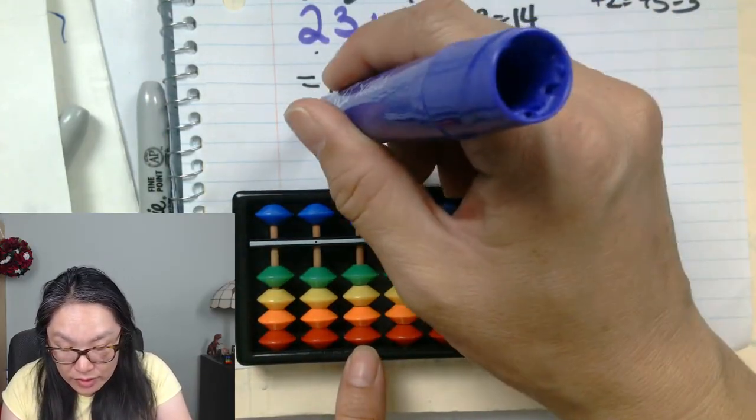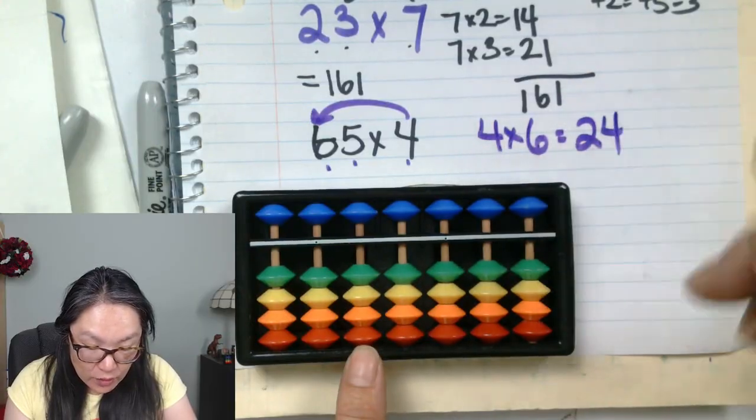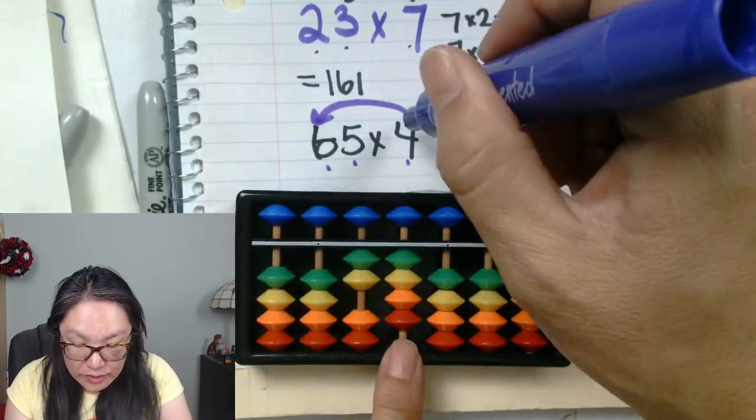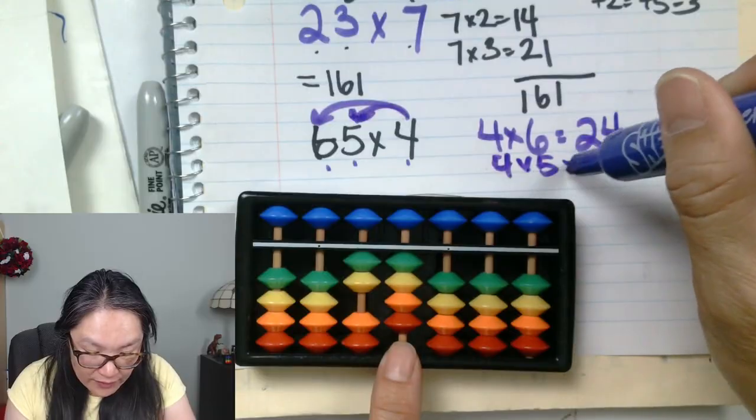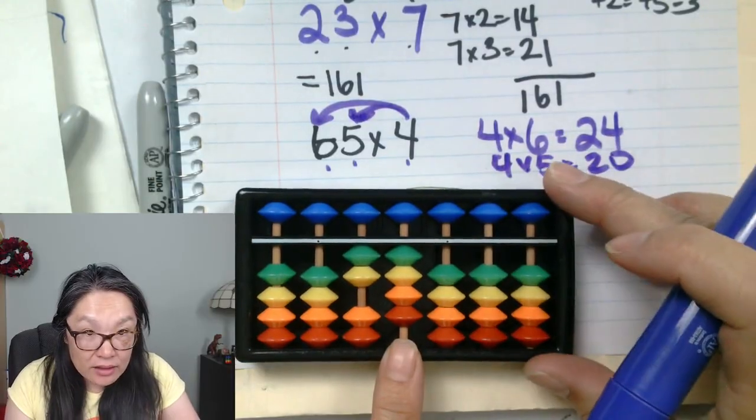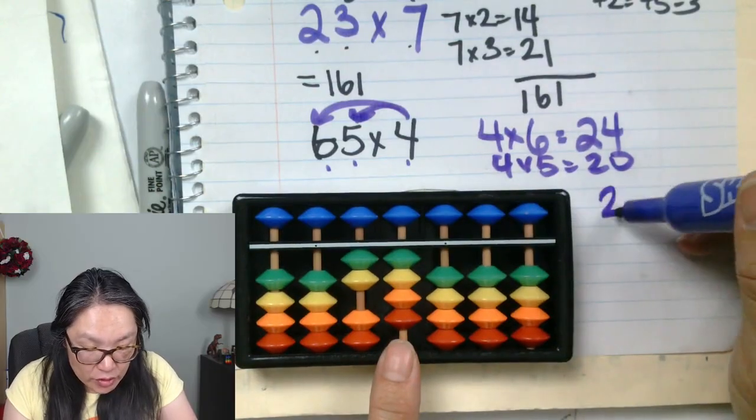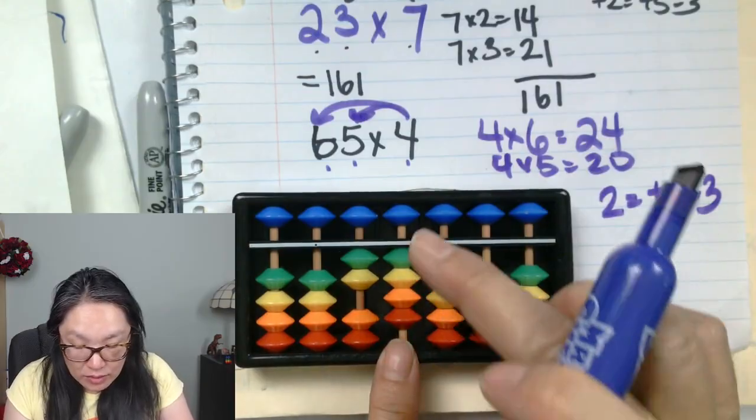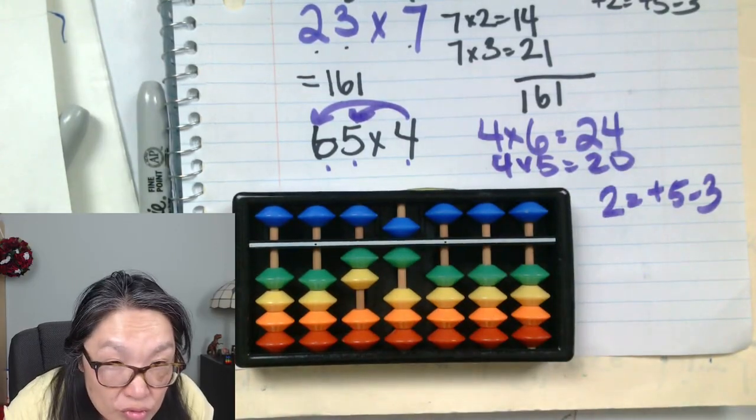So the first thing we're going to do is 4 times 6 is equal to 24. We know this. We add 2, we add 4. And then what do we do? 4 times 5 is equal to 20. Again, we don't have enough beads to add the 2. 2 is equal to plus the 5 minus 3. So I'm going to plus the 5 and take away the 3. And my final answer is 260.